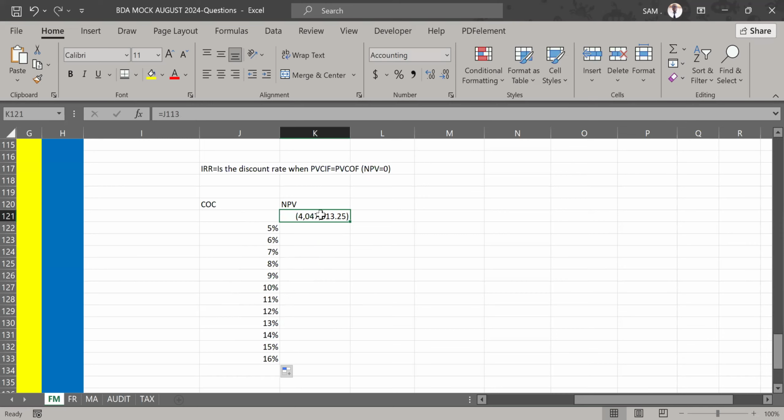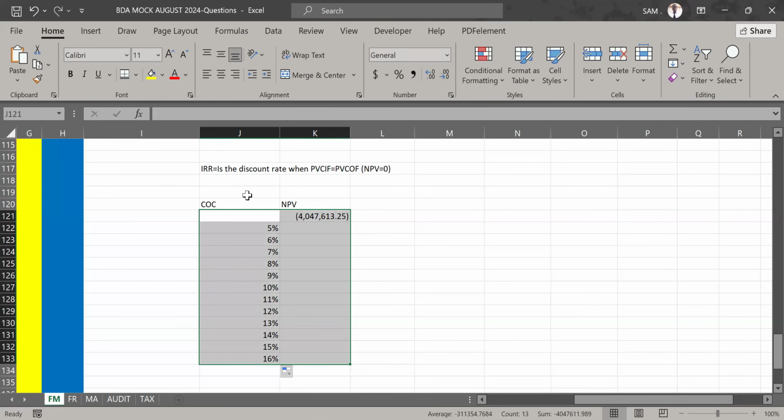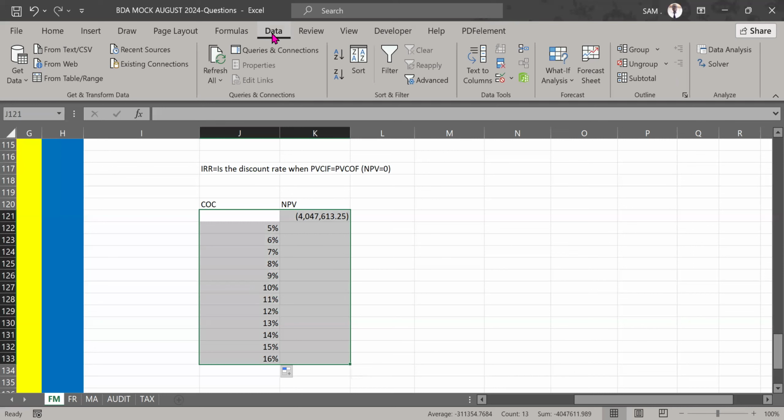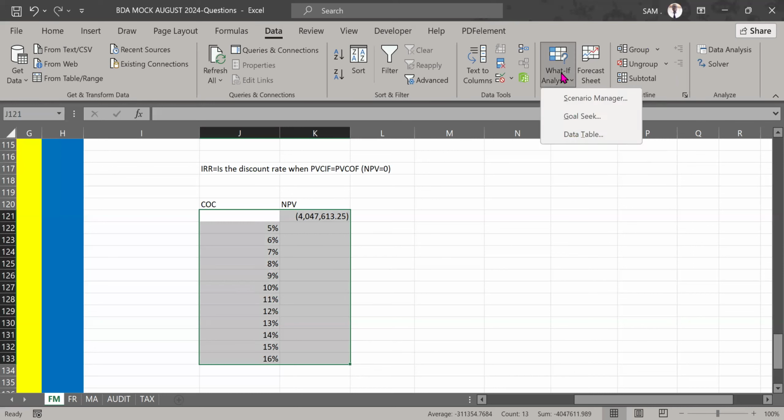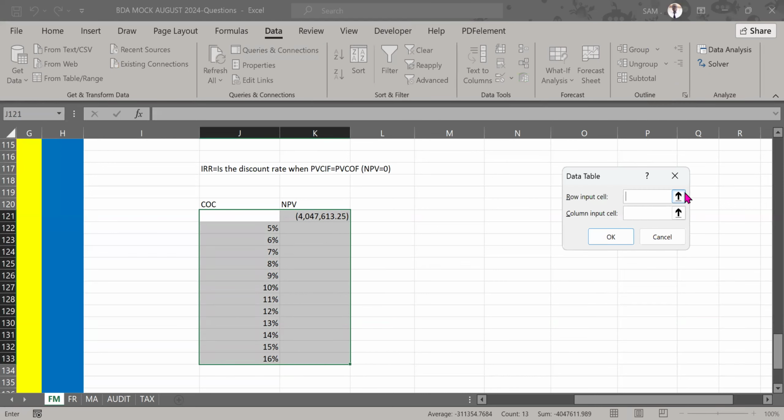We are going to use a data table to come up with this. To use a data table, just highlight these two columns like that. We go to the Data tab, we go to the What-If Analysis tab, then we choose Data Table. Now, how many variables are changing in our case?